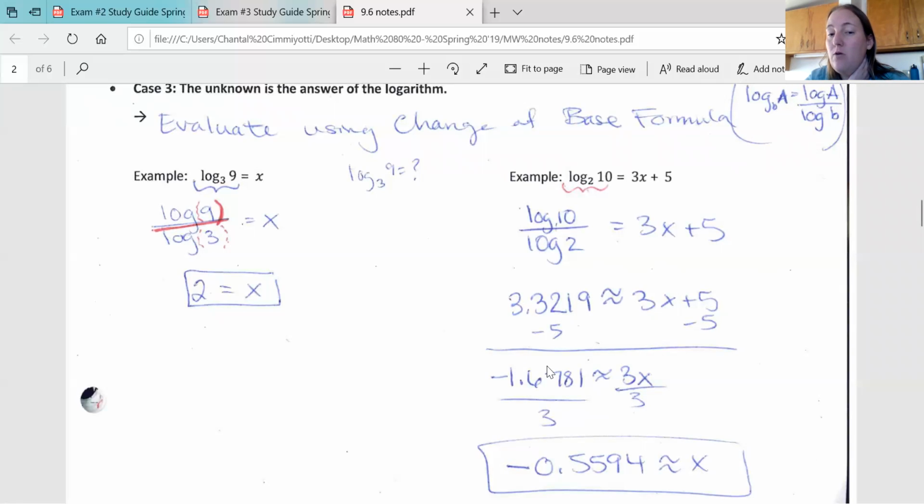So this was just more for showing my work, but I'm actually keeping the entire thing in my calculator because I don't want to create a rounding error and then another rounding error and compound my rounding errors. So as long as I keep the entire thing in my calculator and just hit -5 and divide by 3 without retyping it or clearing my calculator, I'm going to get a more accurate answer.